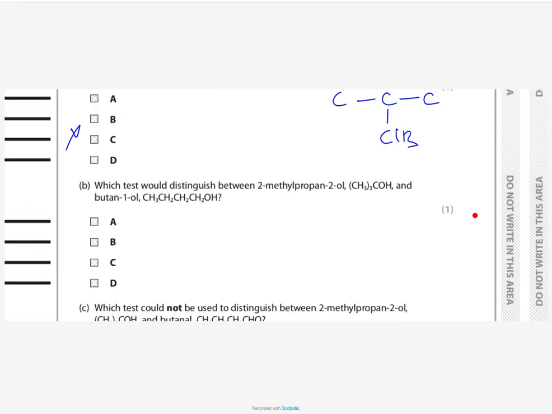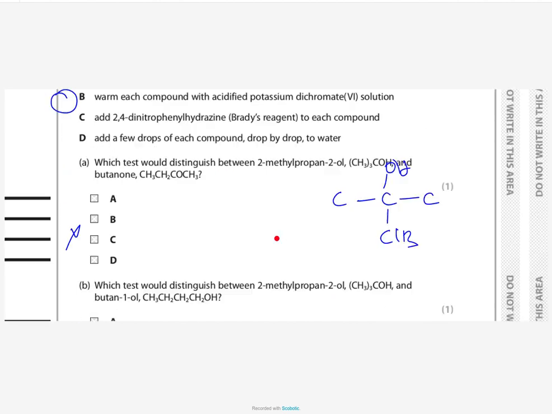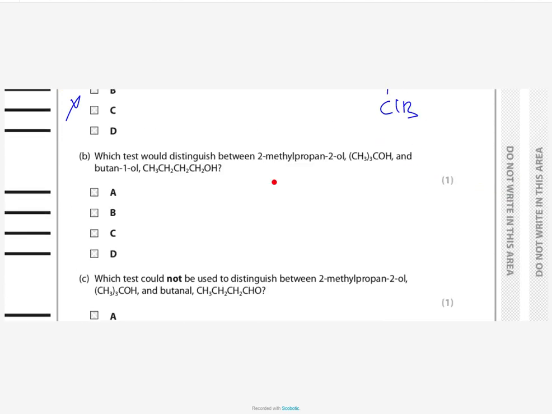Which test would distinguish between 2-methylpropan-2-ol, tertiary alcohol, and butan-1-ol, primary alcohol? Then you can oxidize with acidified potassium dichromate. Primary alcohol, color change will occur, orange to green. Secondary alcohol, there's no color change. Which test would not be used to distinguish between 2-methylpropan-2-ol and butanol, which is not what we use.